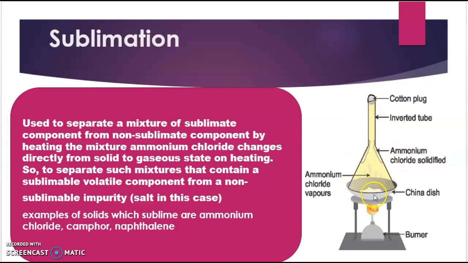Here you can see from this diagram that this is ammonium chloride in solid form. Upon heating, it will directly convert into vapor or gaseous form without passing into liquid form. Here the gas directly converts again into solid form, which can be collected from the jar. So this way we can remove impurity from the components.